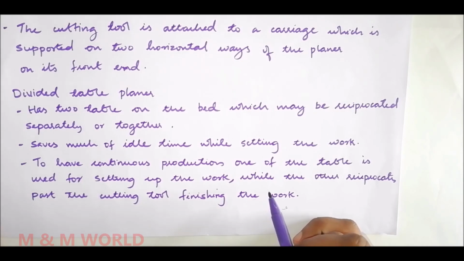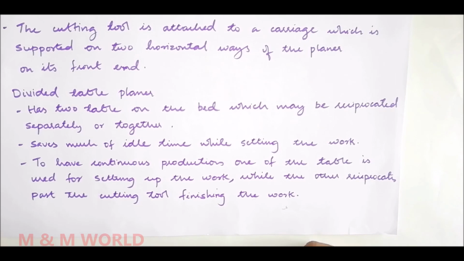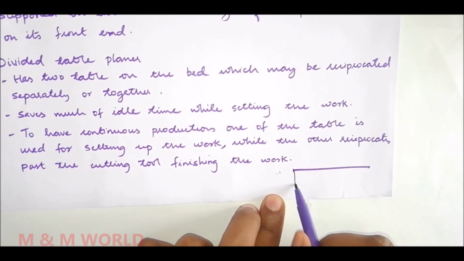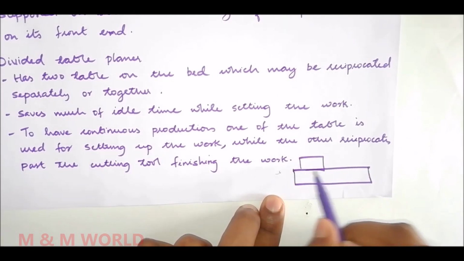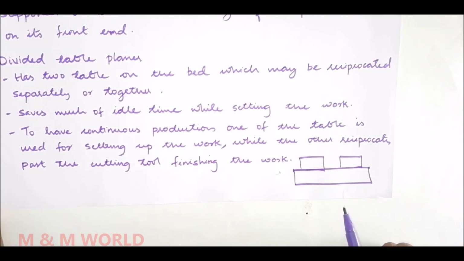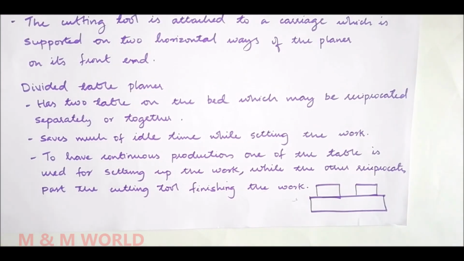When the work on the second table is finished, it is stopped and the finished jobs are removed. Fresh jobs are now set on this table while the first table holding the job now reciprocates past the tool. So here we have two tables. This is the first table and this is the second table on the base. So this is all about different types of planing machine.